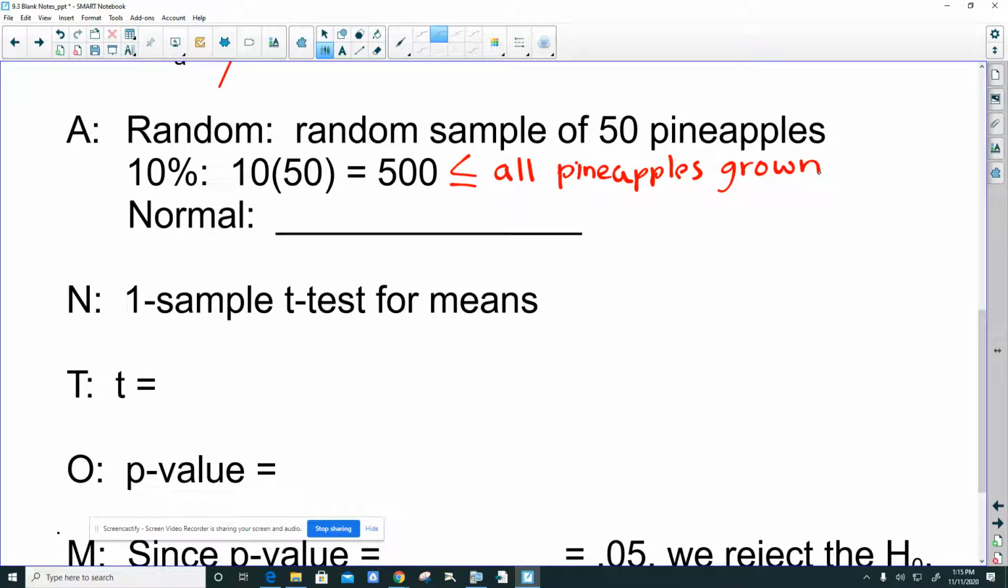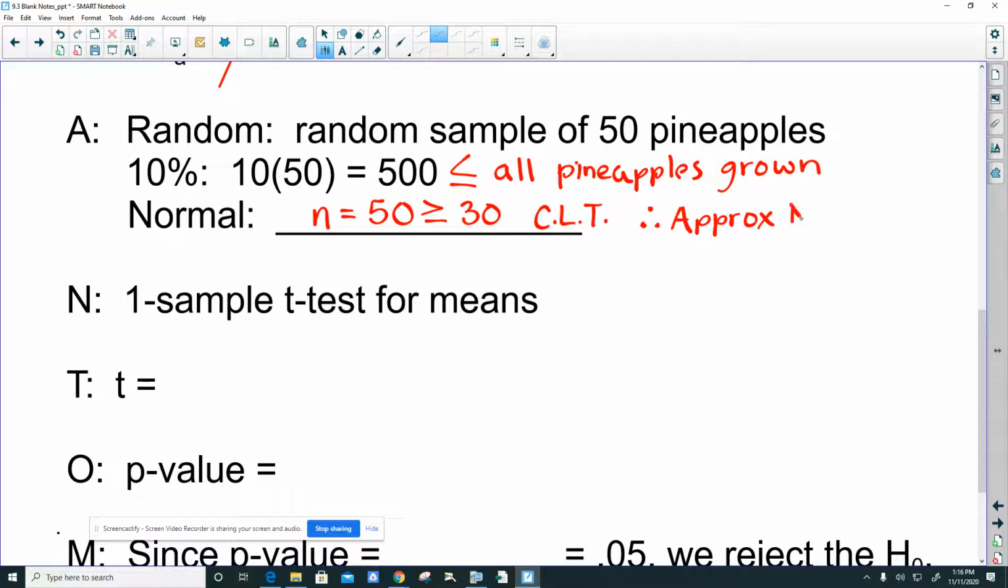Okay, and then the normality check here. Now, finally, one where we can use the central limit theorem. Since our sample size of 50 is greater than or equal to 30, we can use the central limit theorem to declare that this is approximately normal.